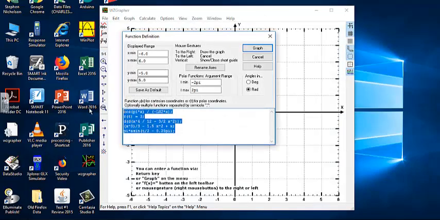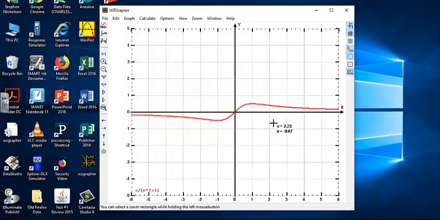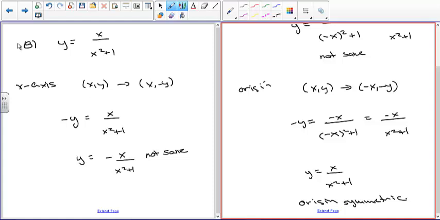So if we plot y equals x divided by x squared plus 1, you see right there how something in the first quadrant goes to the third quadrant. And there you can see the symmetry associated with it. So that makes sense. Everything looks good. So that's what we have for graphs of equations.